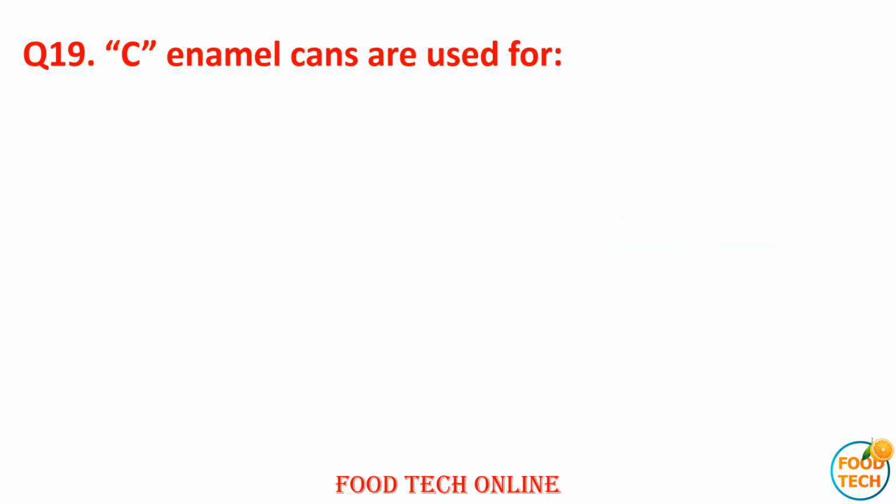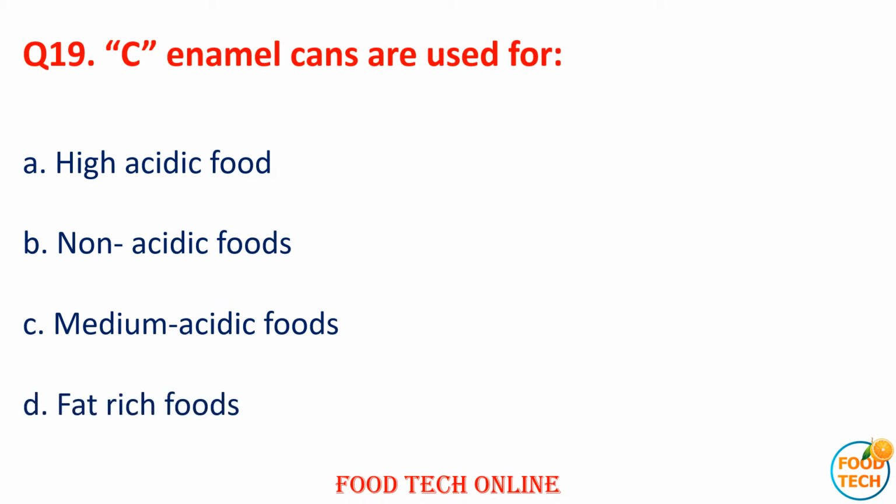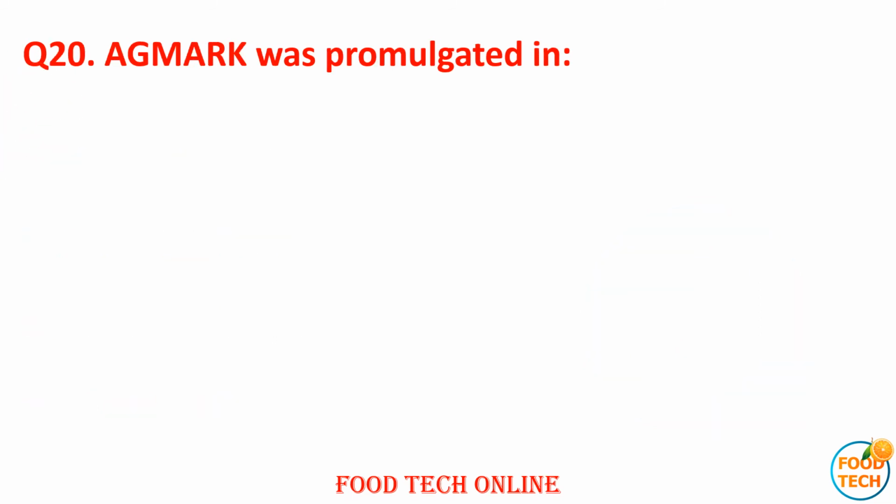Question 19. C-enamel cans are used for A. High acid food, B. Non-acid foods, C. Medium acid foods, and D. Fat-rich foods. Answer A. High acid food.